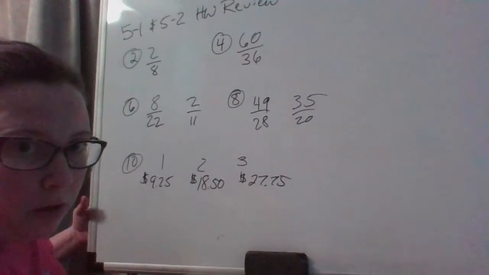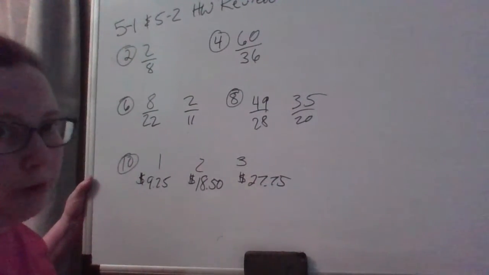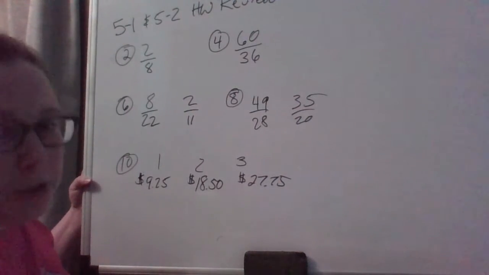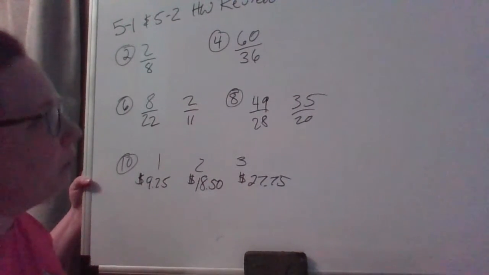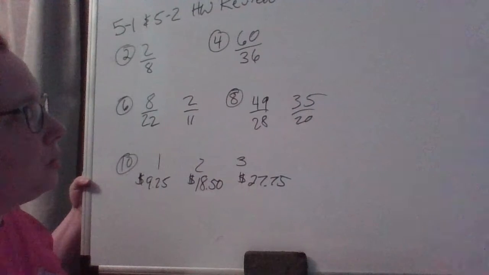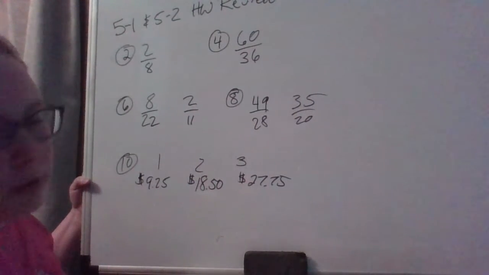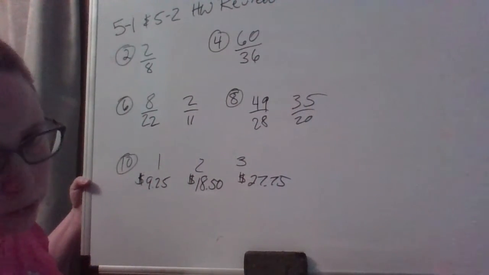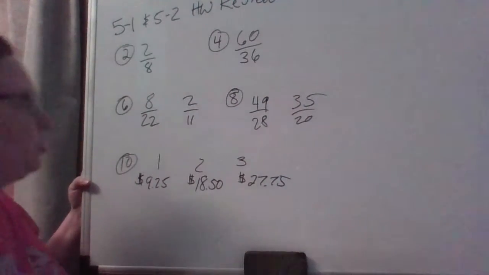Alright guys, so our homework review for 5-1 and 5-2 is right here. For numbers 2 and 4, you were supposed to come up with two equivalent ratios. To do that, you can either multiply your numerator and denominator by the same number or divide your numerator and denominator by the same number.